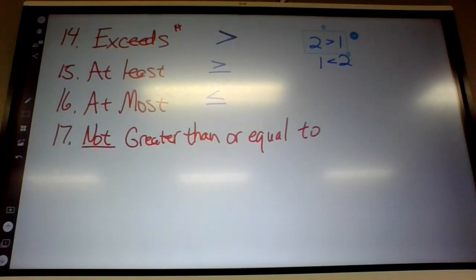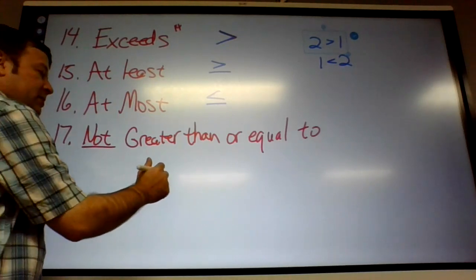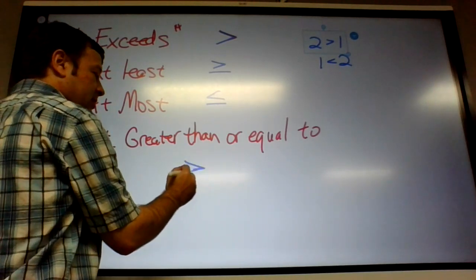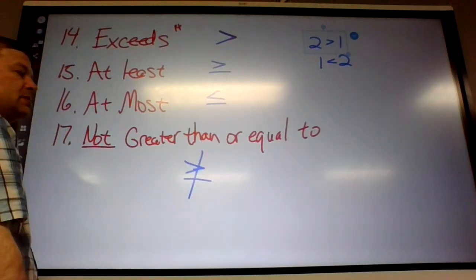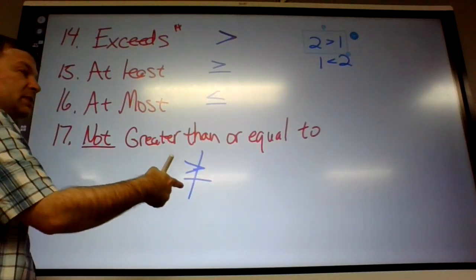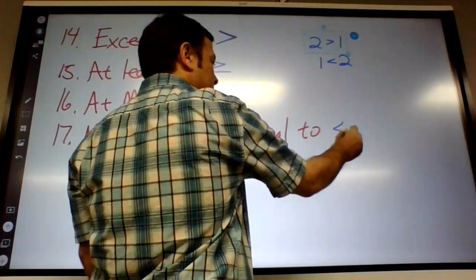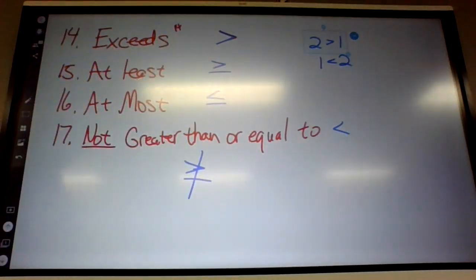Okay. Well, you can kind of cheat by process of elimination. So it says not greater than or equal to. This is greater than or equal to. So what's not that? What's the opposite of greater than or equal to? Less than. It's also kind of the only one we have left.